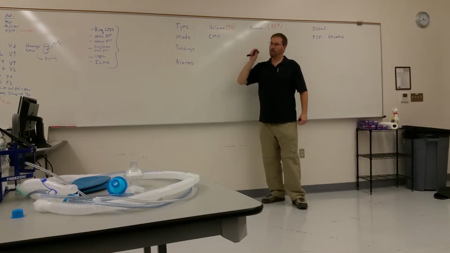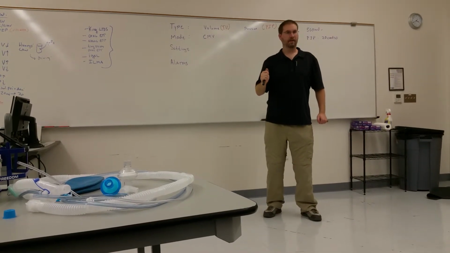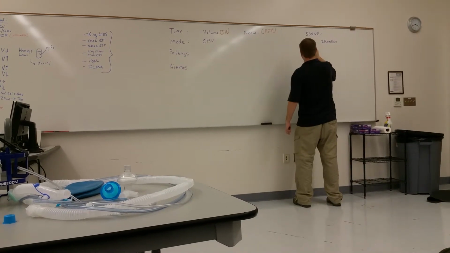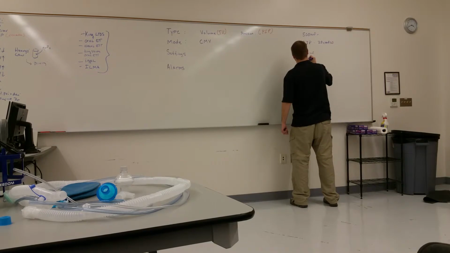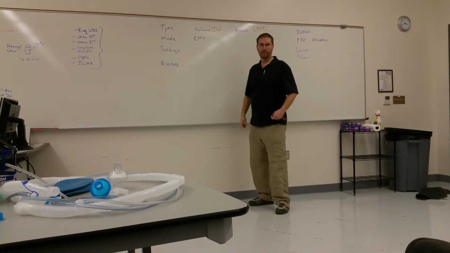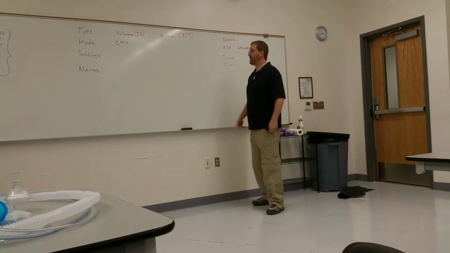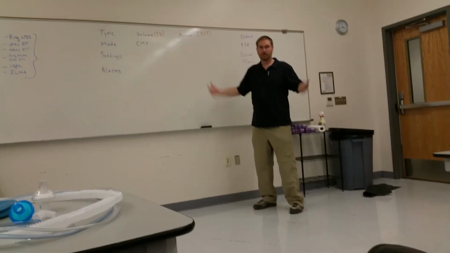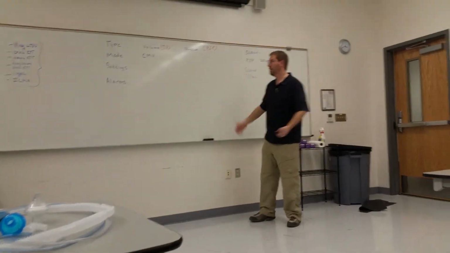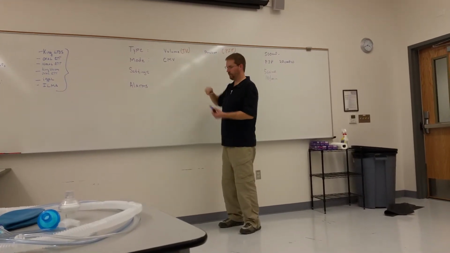CMV is where the ventilator has complete control over the patient. So if I'm in volume control ventilation, and I set a volume of 500 milliliters per breath, 10 breaths per minute, what is that ventilator going to do in CMV? It's going to give my patient 10 breaths at 500 milliliters. What if my patient wants a bigger breath? Doesn't get it. What if my patient wants more breaths? What if it's too much, fewer breaths? No interaction whatsoever. That's controlled mechanical ventilation.